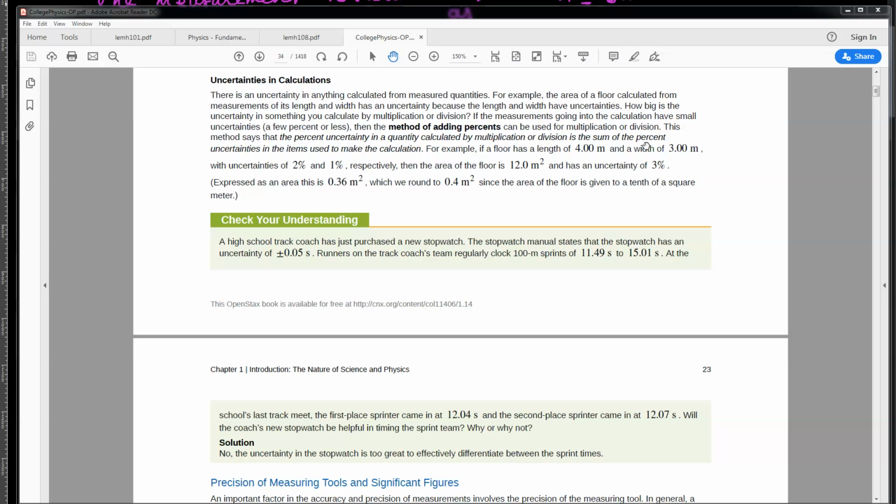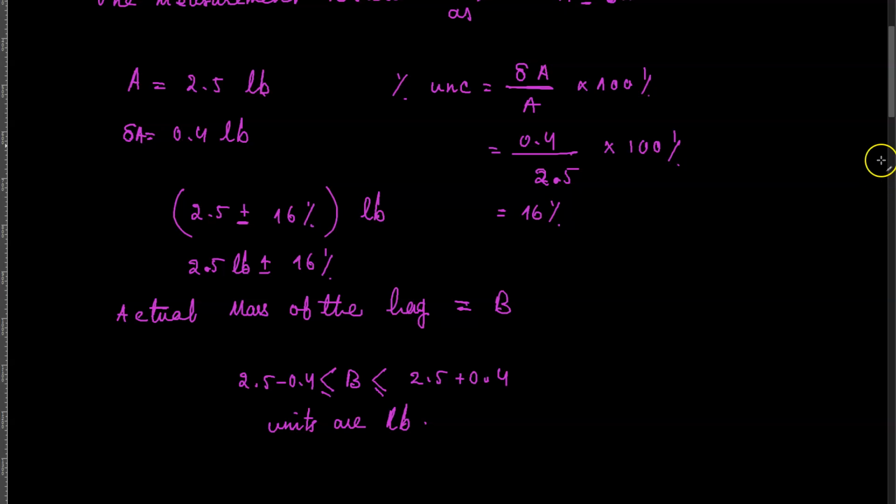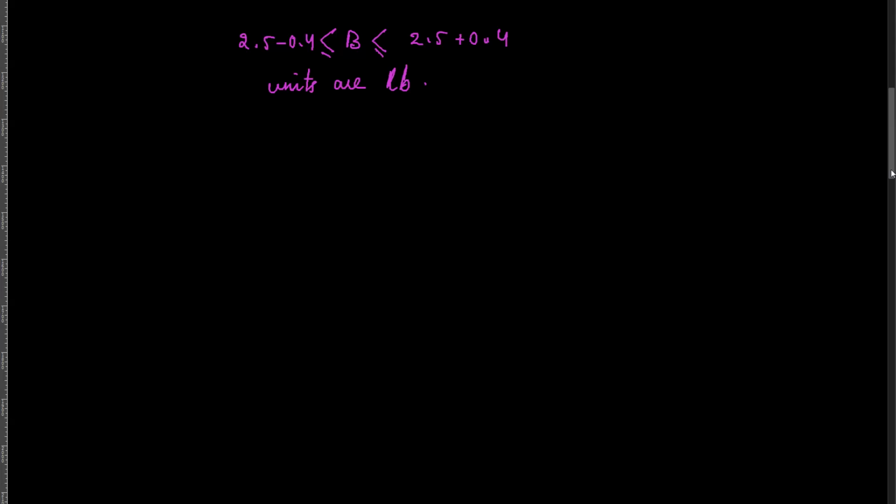Now, this method says that the percent uncertainty in a quantity calculated by multiplication or division is the sum of the percent uncertainties in the items used to make that calculation. Meaning that, for example, suppose you measure some length, and you want to calculate the area of some region.